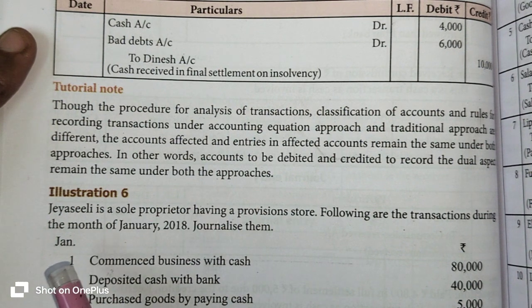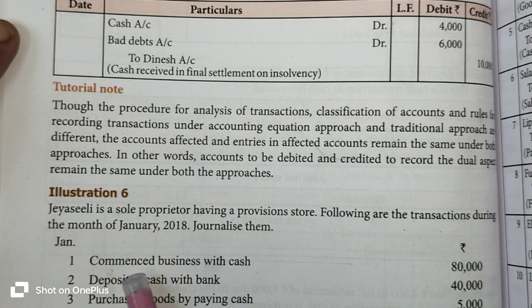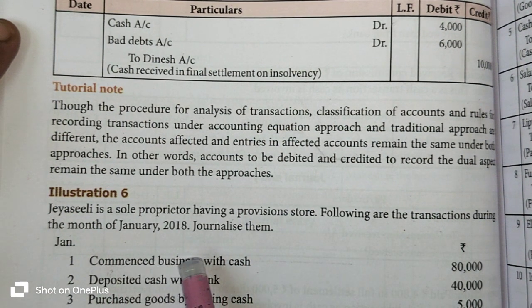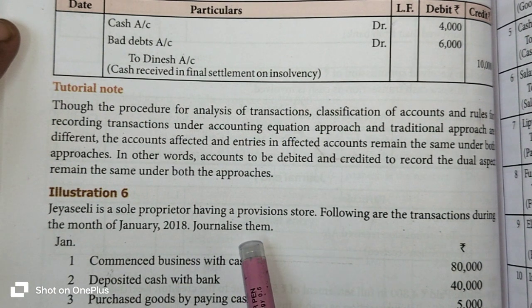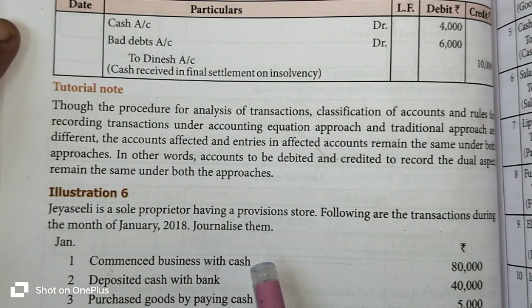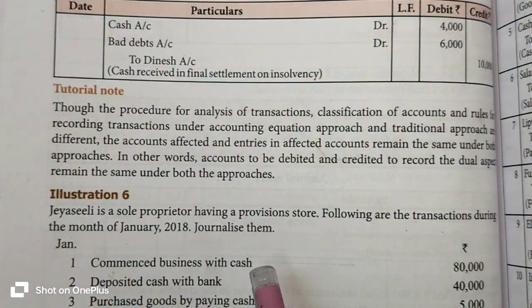The first transaction is January 1, commenced business with the cash 80,000 rupees. Commenced business means started business. So Jayasili started business with the cash 80,000 rupees. Whenever you start business with cash, the cash account increases. Whenever cash account increases, cash goes to asset account, asset account increases. So whenever asset account increases, it is to be debited.